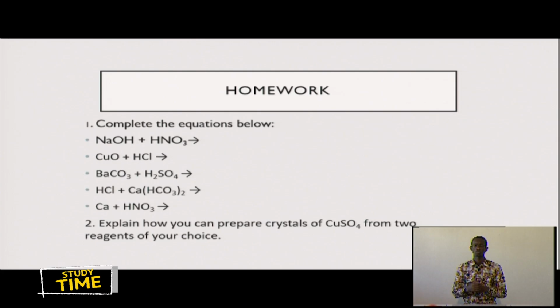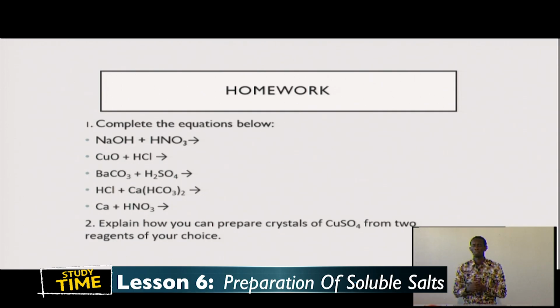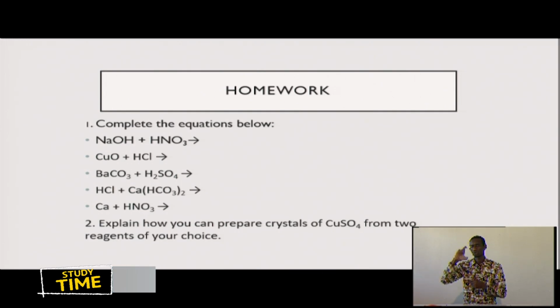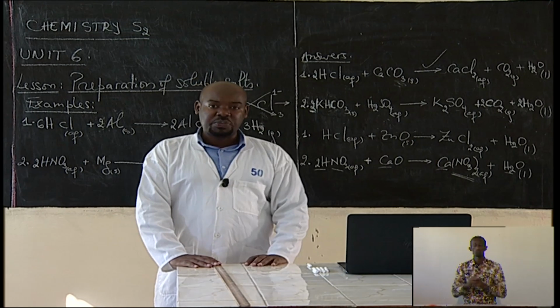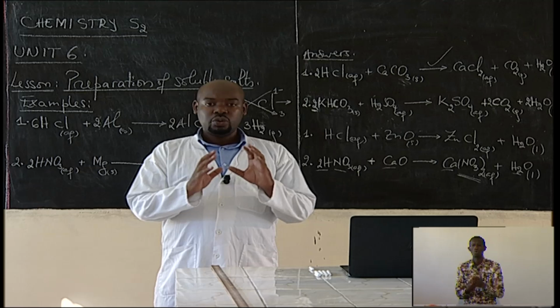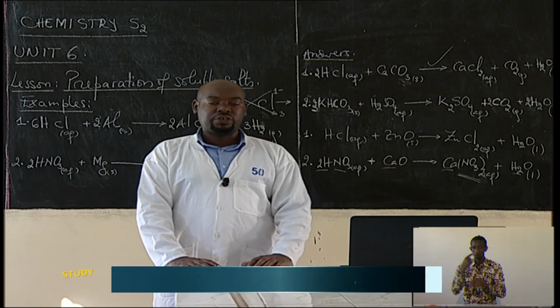And the second question, you explain how you can prepare crystals of copper sulfate from 2 reagents of your choice. Whether you use an oxide and an acid, whether you use a hydroxide and an acid, it will depend on you, on your choice. And you give all the detailed steps we have to respect so as to get these crystals of copper sulfate.